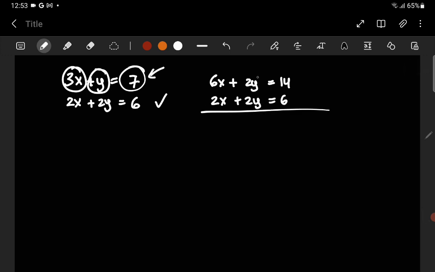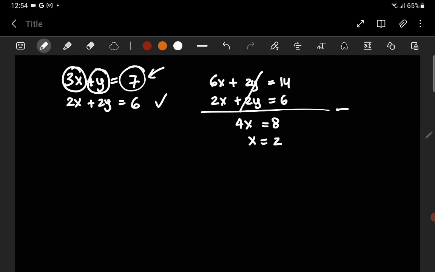And then after that, how to eliminate the 2y? We have positive 2y, and then the second one is positive 2y. You need to add it or minus it. So we will lose the y. We will minus it, okay? So 2y minus 2y is 0, and then 6x minus 2x is 4x, and then 14 minus 6 will be 8. That's why the x will be 2.